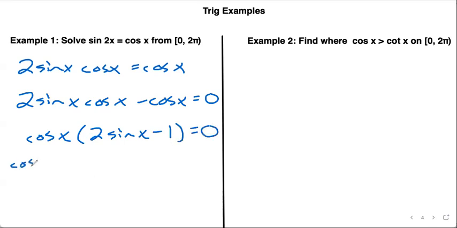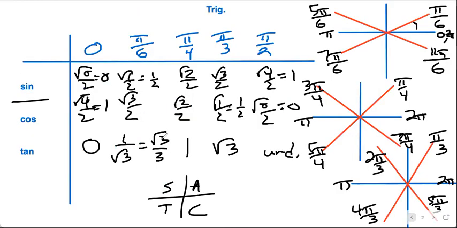From here, you set each factor equal to 0. Where does cosine equal 0? And then where does 2 sine x minus 1 equal 0, which means where does sine of x equal 1/2? Because you add the 1 and divide by 2. So where does cosine equal 0 at? Cosine we know equals 0 at pi over 2, but because cosine relates to an x-coordinate on the unit circle, and sine relates to the y-coordinate, it's going to be at pi over 2 and also at 3 pi over 2.